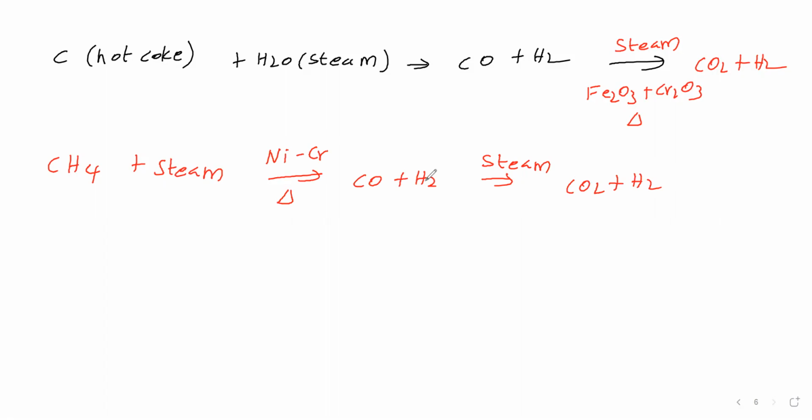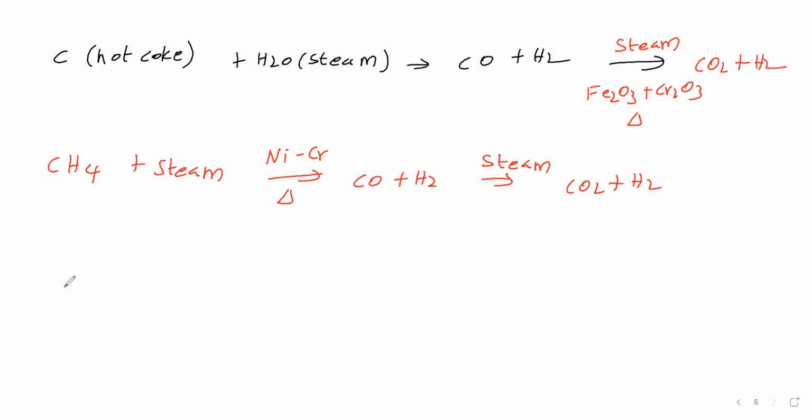Next method we will see. This method can also be called oxidation. Why? Because methane is converting into carbon monoxide, but hydrogen is not converting into water. Therefore, it is called partial oxidation. This step is called partial oxidation.